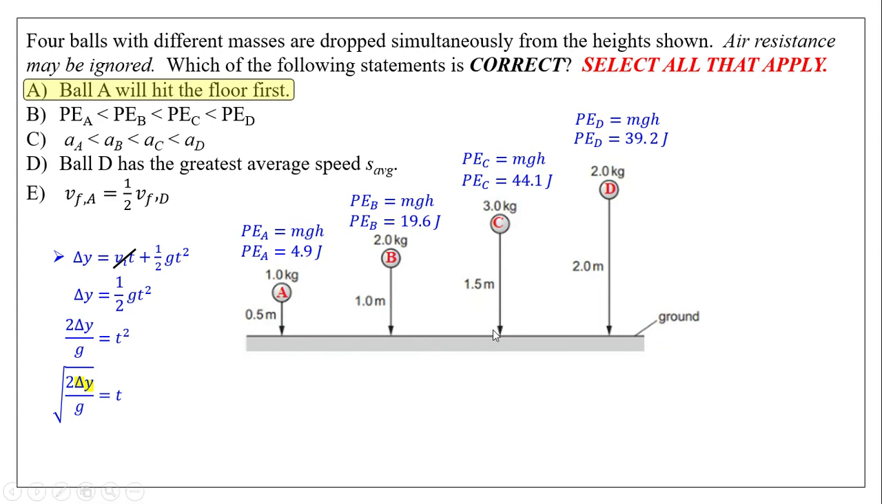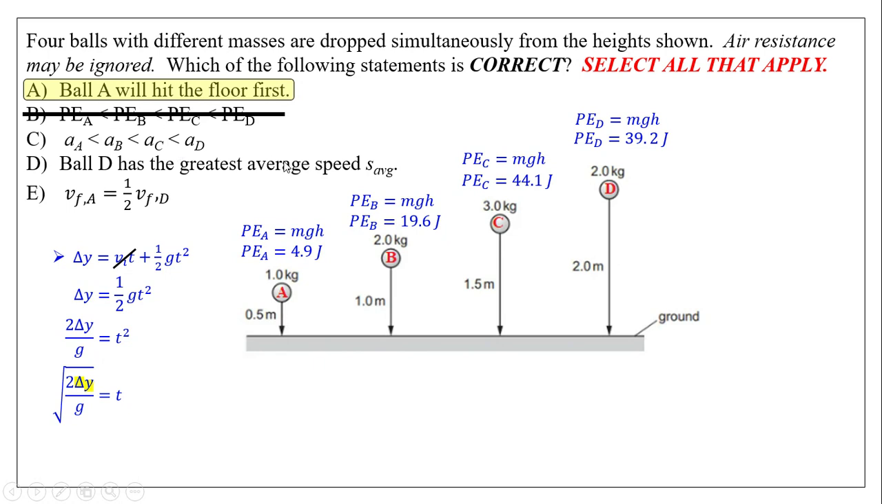But as you can see already, the potential energy for C is actually greater than the potential energy for D. So while it is located at less of a height, its mass is actually greater, so the combination of this gives you an answer that's bigger. So this statement is false because it says potential energy for C is less than D, but it's not. C is actually greater than D. So for that reason, I can cross choice B out.